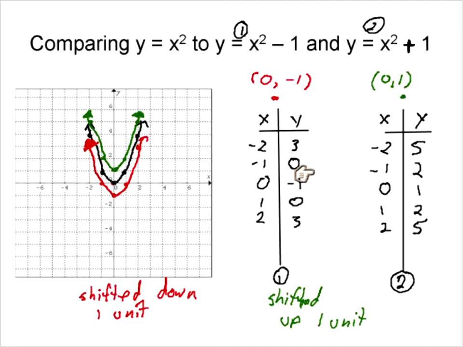It either shifts it up or down. If it was negative, it shifted down. If it was positive, it shifted up. And our y value in the vertex is that number itself.